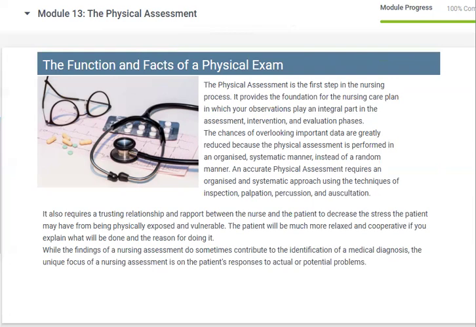An accurate physical assessment requires an organized and systematic approach using the techniques of inspection, palpation, percussion, and auscultation. It also requires a trusting relationship and rapport between the nurse and the patient to decrease the stress the patient may have from being physically exposed and vulnerable. The patient will be much more relaxed and cooperative if you explain what will be done and the reason for doing it. While the findings of a nursing assessment do sometimes contribute to the identification of a medical diagnosis, the unique focus of a nursing assessment is on the patient's responses to actual or potential problems.